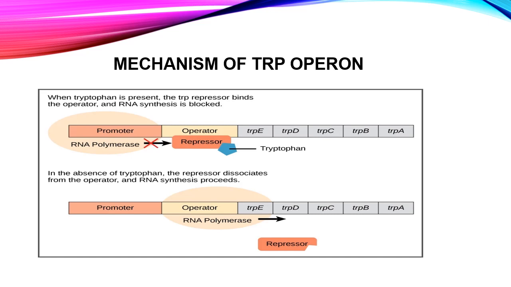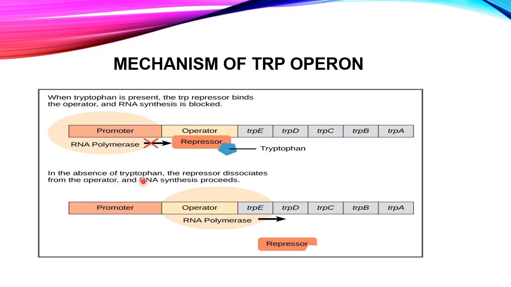So, students, let me explain this mechanism with the help of a diagram. Let's consider the diagram given below. In this diagram, you have a promoter region, operator region, and then all the five genes. There is an attenuator region also here, but it is not shown in this diagram. So in this condition, the tryptophan is absent.